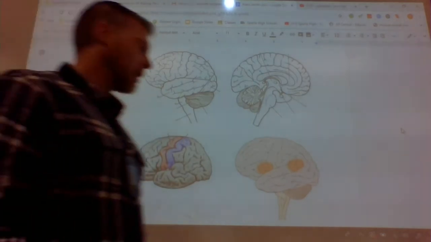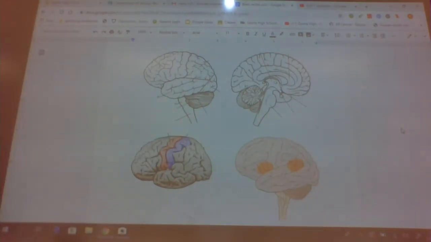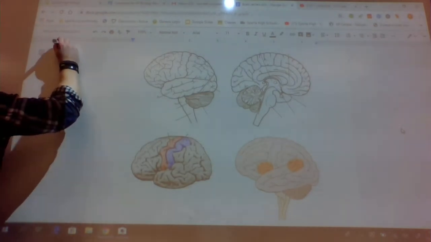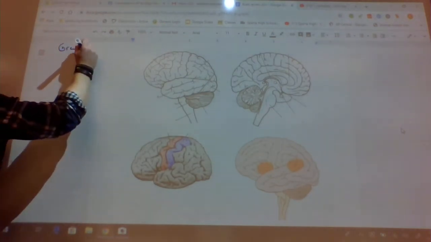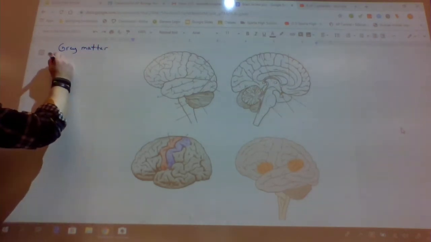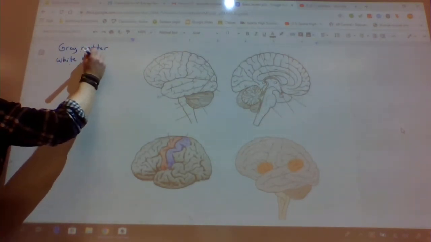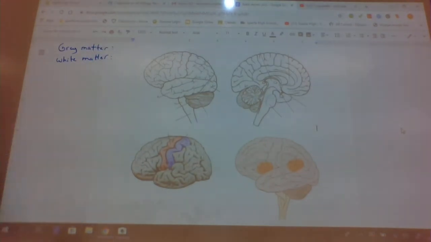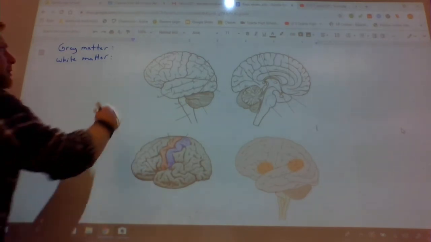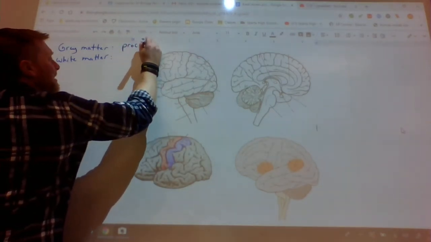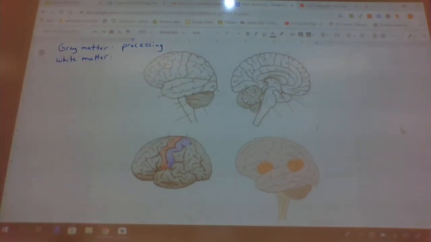First of all, when we are looking at the brain, we looked at two different types of matter composing the brain. One of them is gray matter, and the other one is white matter. Which one of those two did we describe as the type of tissue that is processing information? The gray matter, right? So the gray matter is where all of the thinking takes place, or where all the information processing is taking place within the brain.